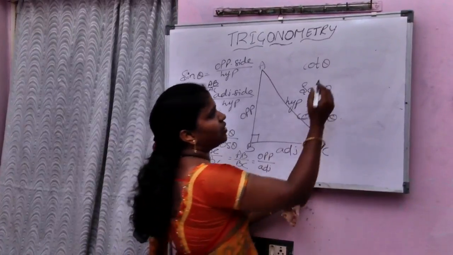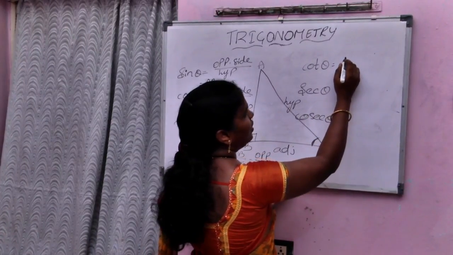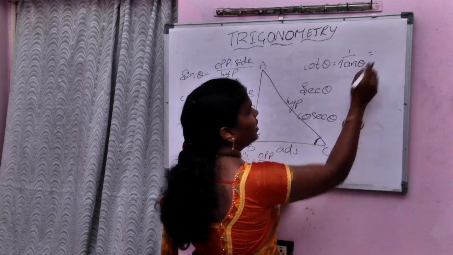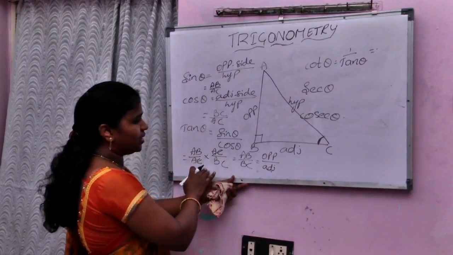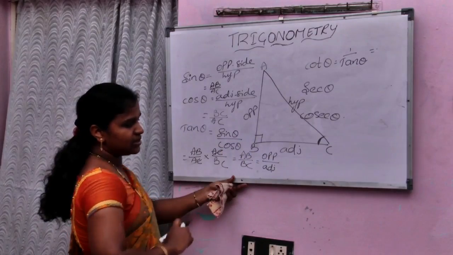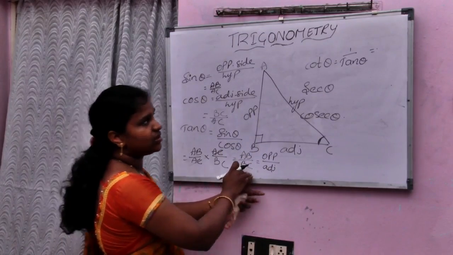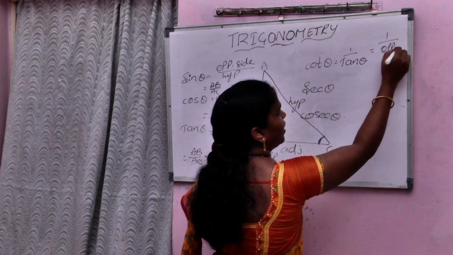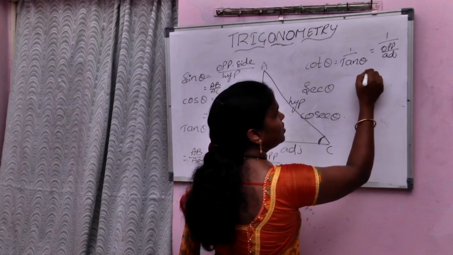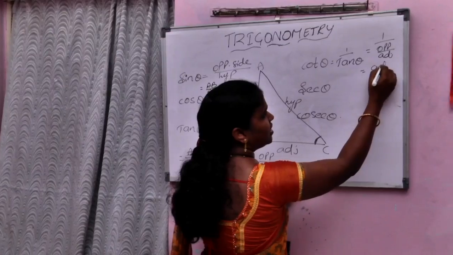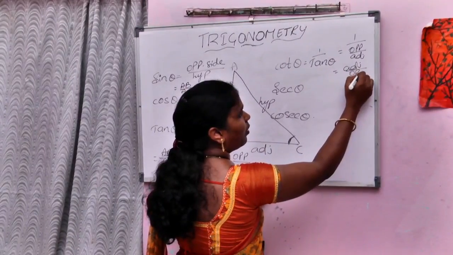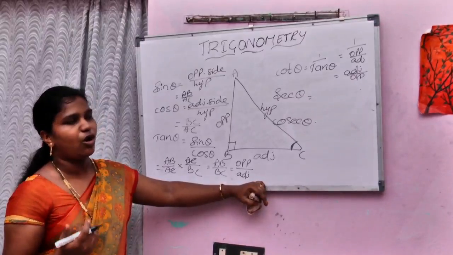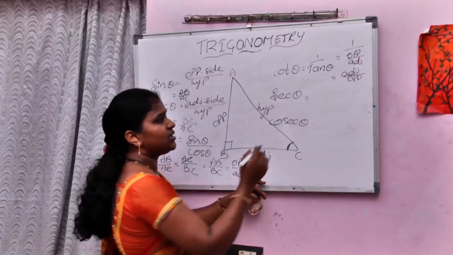That is, cot theta is nothing but 1 by tan theta. Tan theta is opposite by adjacent. So 1 by tan theta is 1 by opposite by adjacent. Just reverse the value, that is adjacent by opposite. So cot theta is the reverse of tan theta, adjacent by opposite.